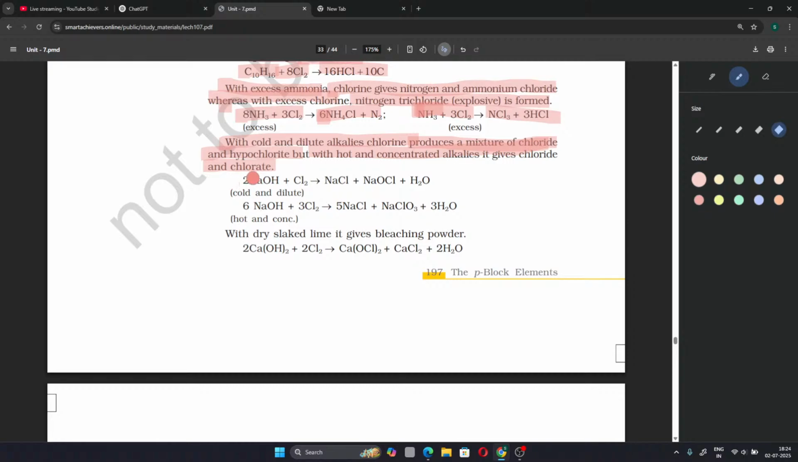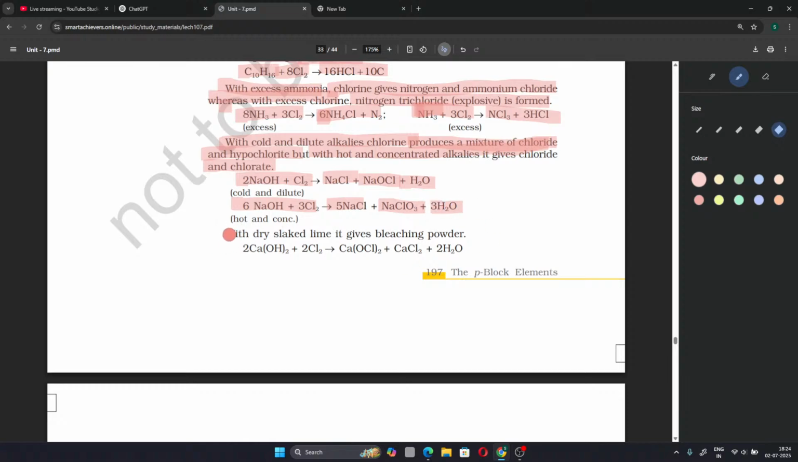Cold and dilute, less concentration, NaOH plus Cl2 gives salt, NaOCl and H2O. In case of hot and concentrated, high reactivity and high concentration, NaOH will react with the chlorine to give 5NaCl, NaClO3, this is a chlorate, plus 3H2O.